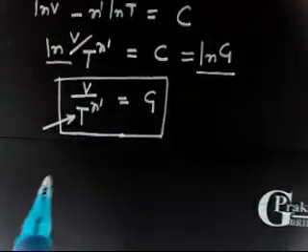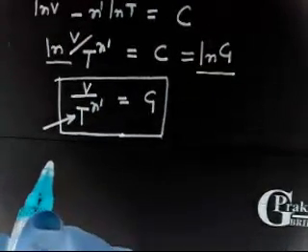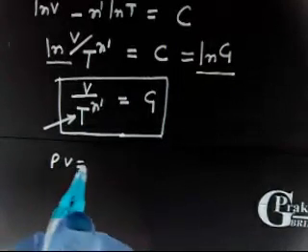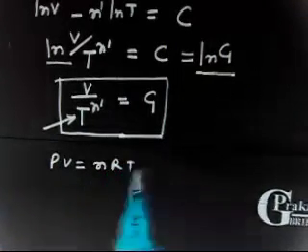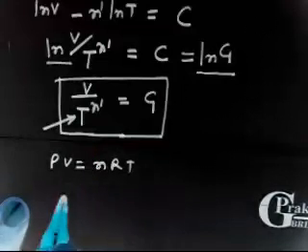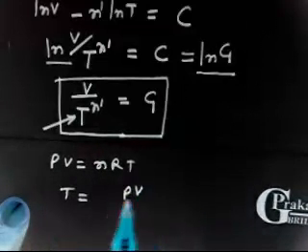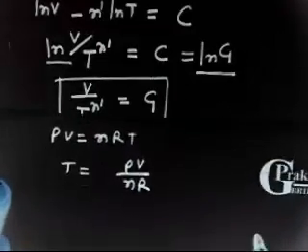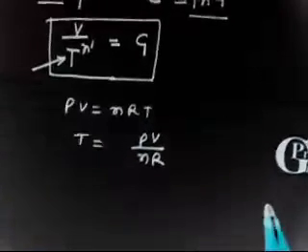So if we apply the ideal gas equation, what we will have is PV = nRT. I want to eliminate temperature, so temperature will be PV by nR. Are you getting? Let us plug the value of temperature in this equation.